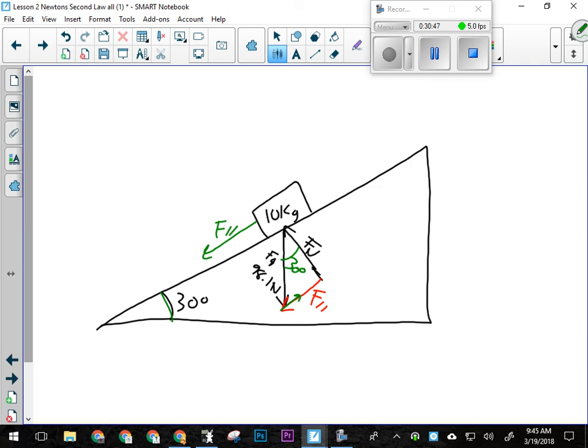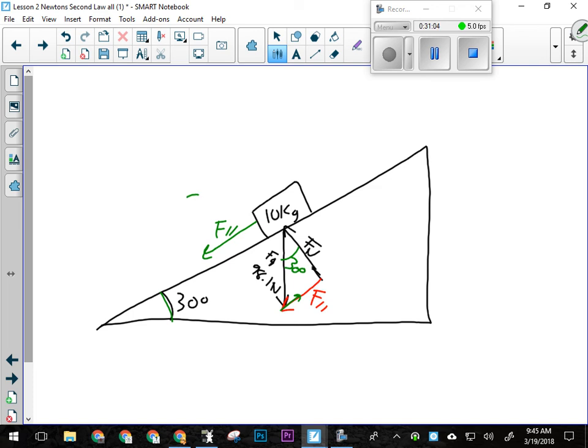So if I know the hypotenuse of this triangle is gravity and it's 98.1, can I figure out how much of that 98.1 is acting down the plane? It just becomes a vector calculation. All right, so it'll be half of that. It'll be sine of 30 times 98.1.